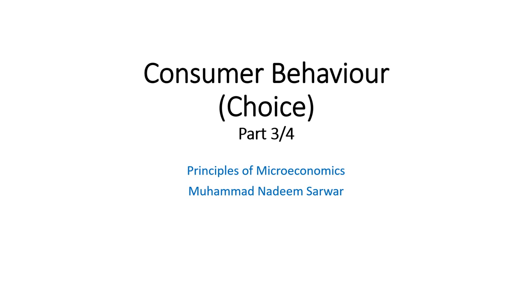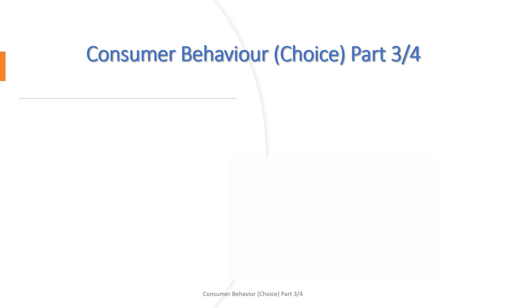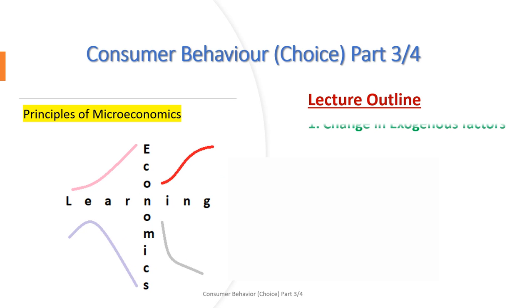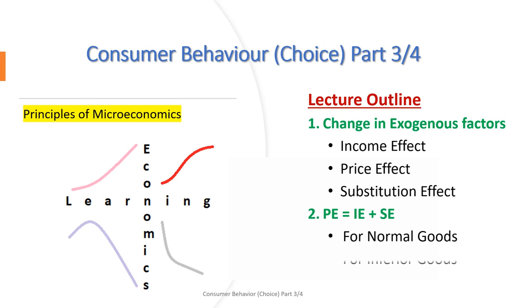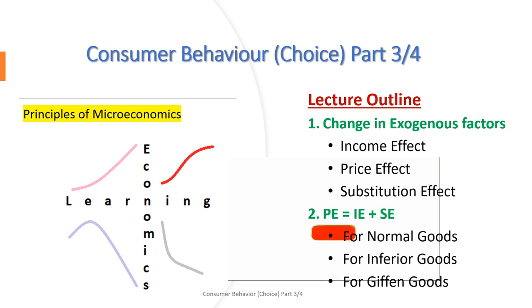Today we shall continue our discussion on consumer behavior. This is our third lecture on this topic. In this lecture, we shall study how a change in exogenous factors, that is, a change in income and prices, affects consumer choice. Then we shall study how we can break down price effect into income effect and substitution effect for normal, inferior and giffen goods. So let's start with the lecture.